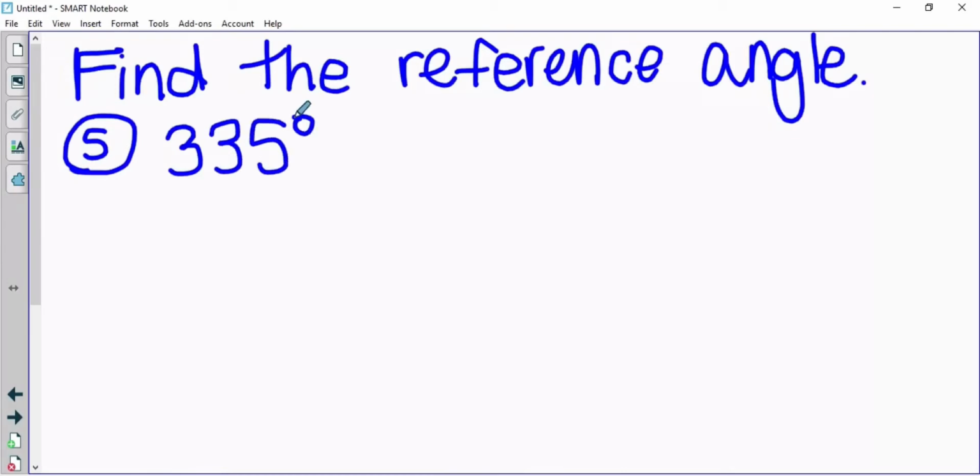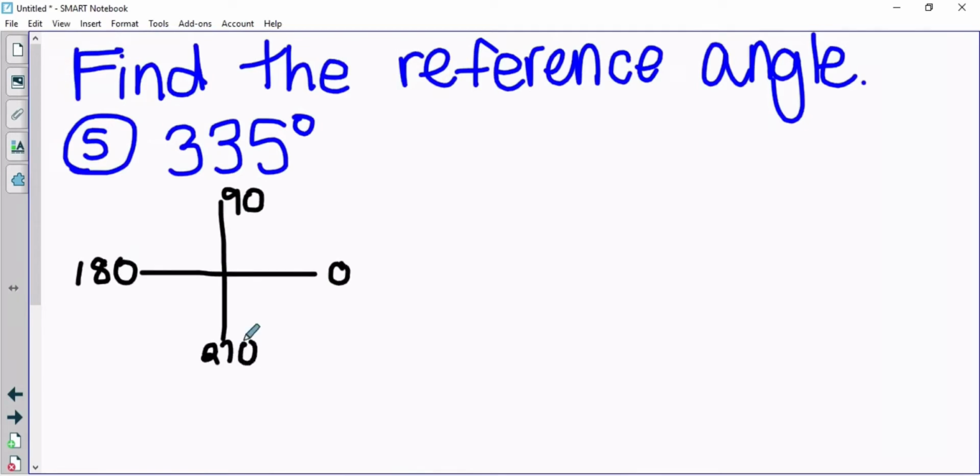So to find my reference angle, I first want to figure out where I am. So here's my XY axis. Here's 0, 90, 180, 270, and 360. All right, so we start just like above. We're going to start at the positive x-axis. We're going to rotate around past 90, past 180, past 270, and 335 is down here.